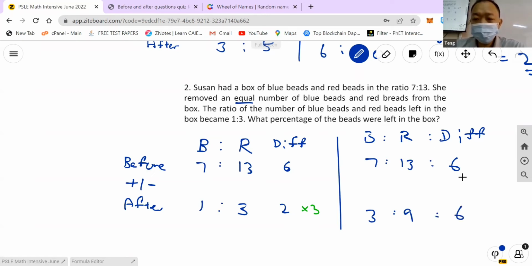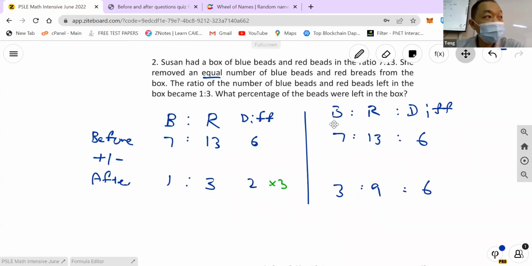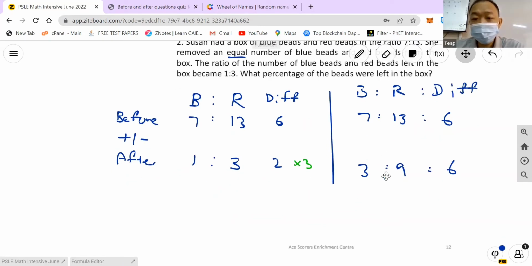And once I got the difference, which is the same, I can find out what percentage of bits were left in the box. I do not need to know the amount that was removed, because I already have the before and the after. Before that I have 20, and after that I have 12. So the percentage of bits left is 12 over 20 times 100%.